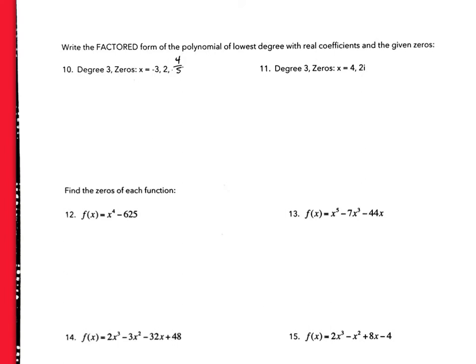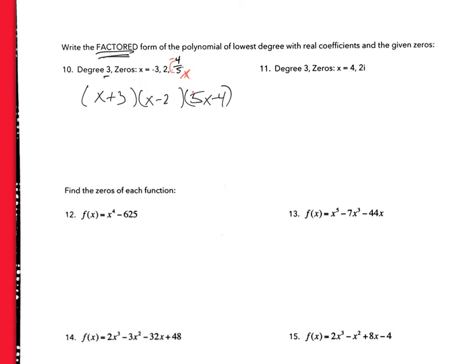Now you will not have to multiply out a polynomial. You will, however, have to write out the factored form. So degree 3 means we need to have 3 sets of parentheses, and we do. And inside each one we'll put one of these factors. So if negative 3 is an answer, well, this would be x plus 3. If 2 is an answer, this is x minus 2. If you have a fraction, remember the x goes in the denominator, and you do the opposite of the numerator. So this is going to be 5x minus 4. You leave it like that. It says factored form. It doesn't equal 0.